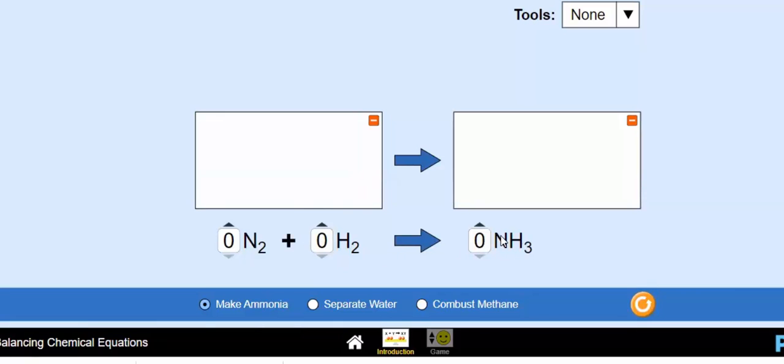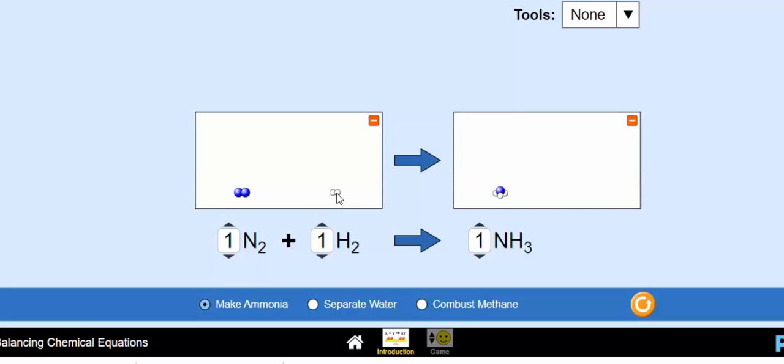You can see here, nitrogen is not balanced. You have 2 on the left-hand side, and you have 1 on the right-hand side. And hydrogen is not balanced. You have 2 hydrogens on the left-hand side, and 3 hydrogens on the right-hand side. If we assume we start everything, let's say we start everything with 1.